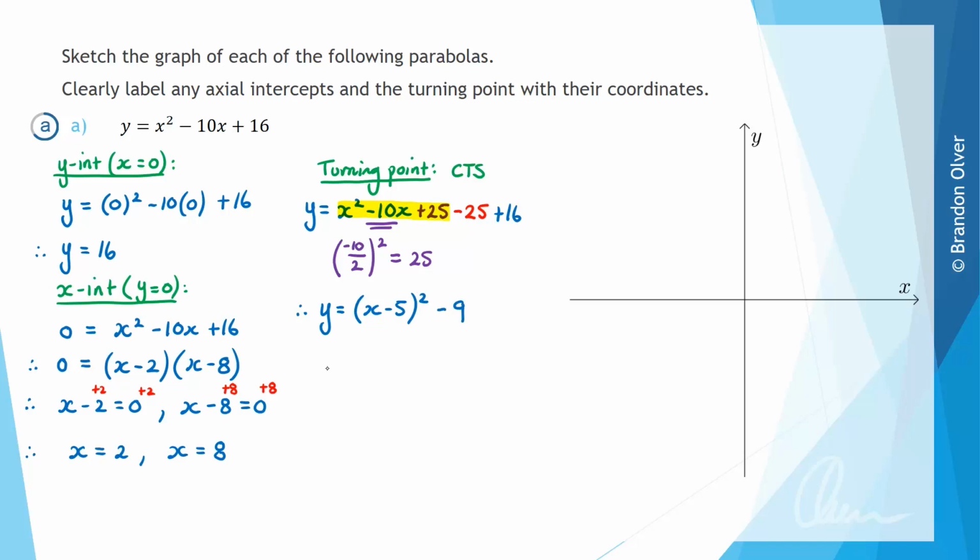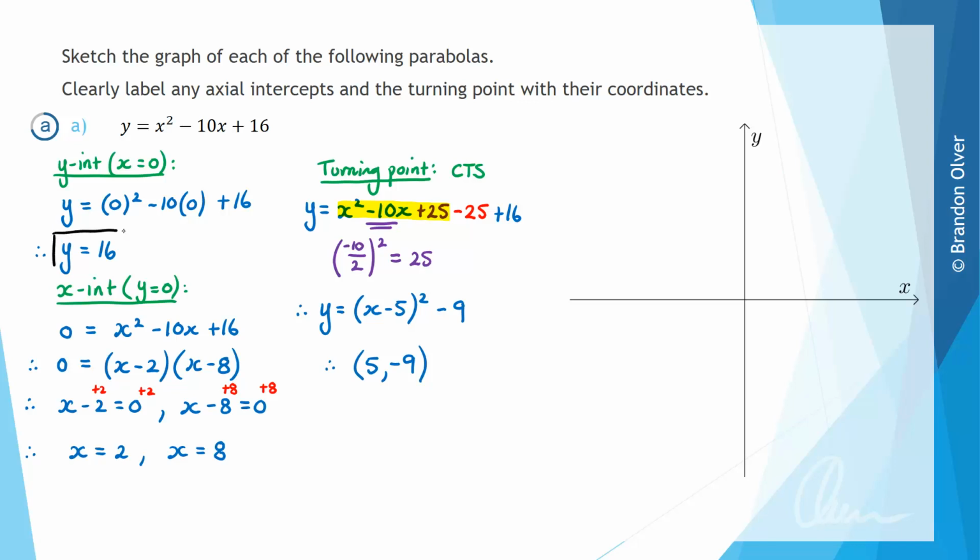So that means that the turning point will be at positive 5. So the 0 of the bracket. So we do x minus 5 equals 0, and we get x equals positive 5 out of there. And then the y value of the turning point is simply the negative 9. So that's minus 9 there, and that'll be the turning point.